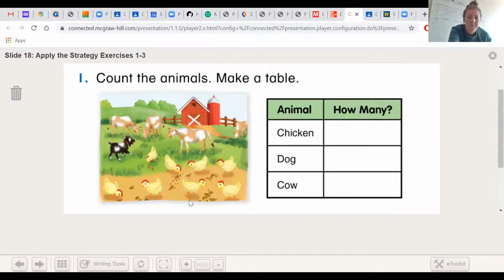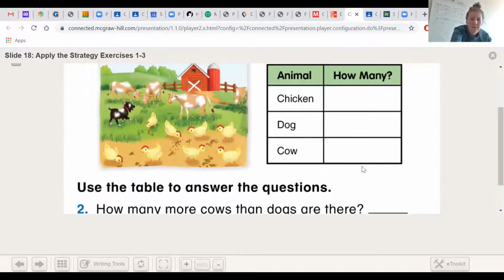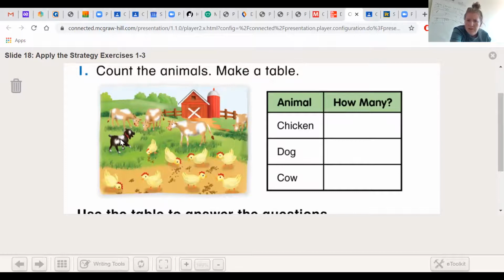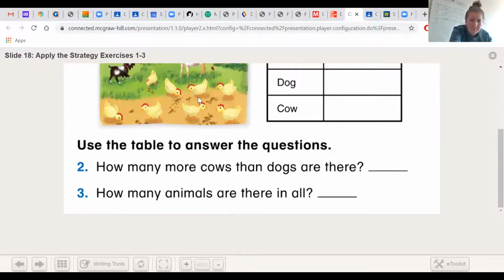Oopsie, hold on. How many more cows are there than dogs? Are there more cows or more dogs? Good, how many more? We need to take the big number, 4, and subtract the small number, 1. 4 cows minus 1 dog equals how many more? 3. 4 minus 1 is 3. 3 more cows than dogs.